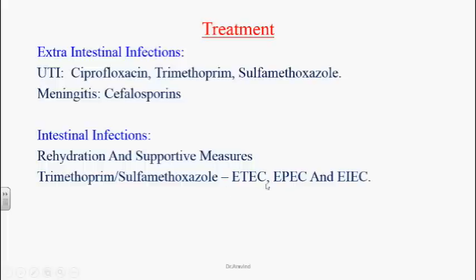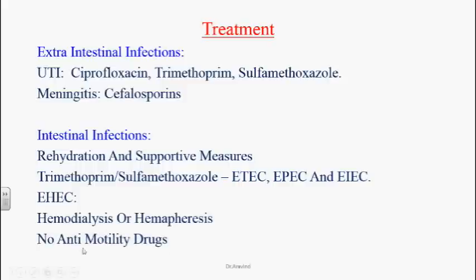Majority of the time enterotoxigenic E. coli is a self-limiting disorder, whereas for enteropathogenic and enteroinvasive E. coli we can use trimethoprim or sulfamethoxazole. For enterohemorrhagic E. coli, we can give hemodialysis or hemapheresis, and we shouldn't give anti-motility drugs. Anti-motility drugs are contraindicated because they can aggravate enterohemorrhagic E. coli conditions.